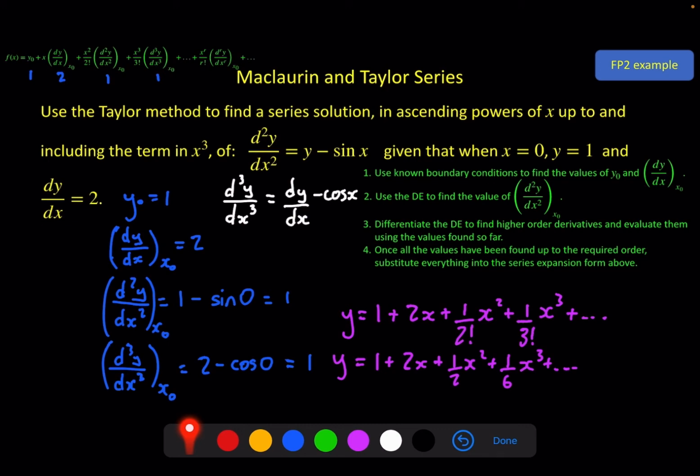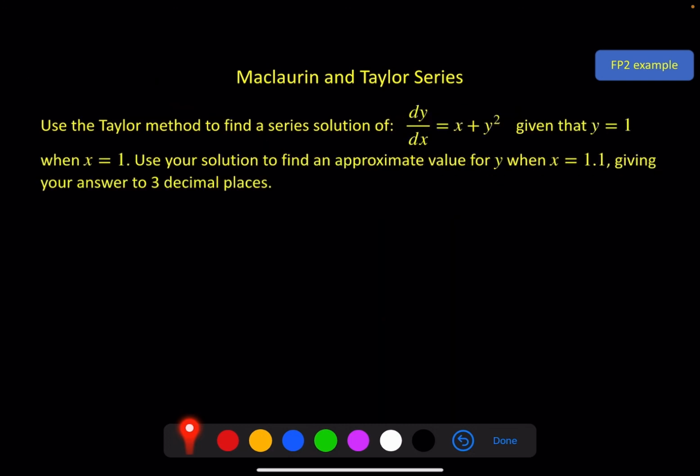A lot of these questions are very similar, but I've deliberately chosen a second example that is a little bit different to show you something slightly different that could happen. Use the Taylor method to find a series solution of this first order differential equation. Given that y equals 1 when x equals 1, use your solution to find an approximate value for y when x equals 1.1, giving your answers to 3 decimal places.